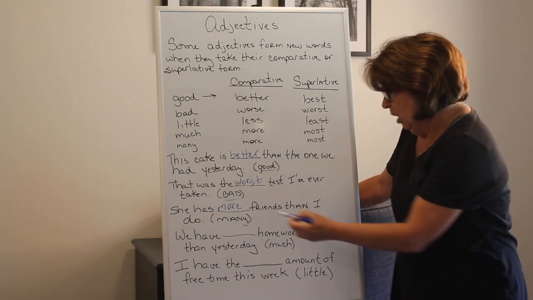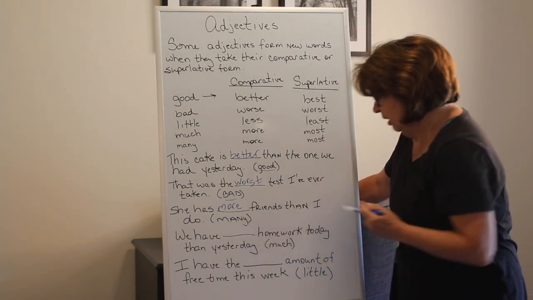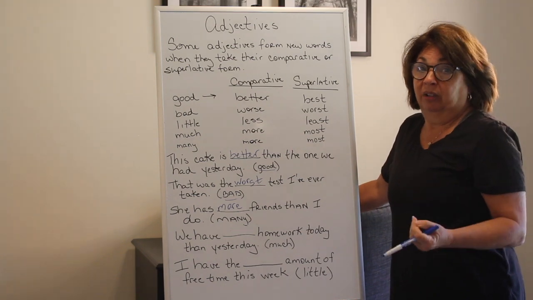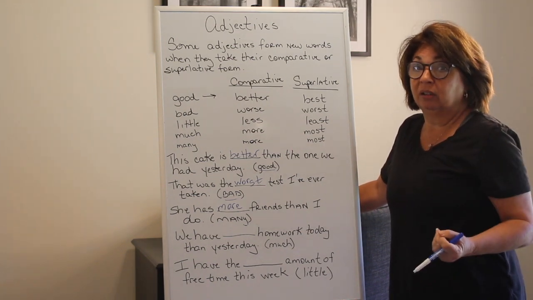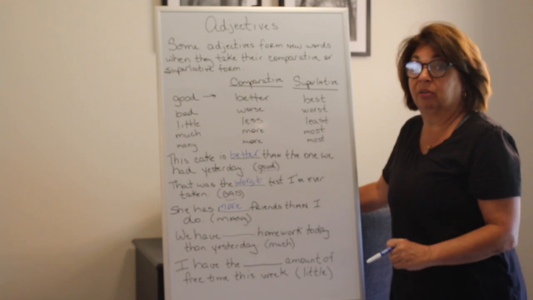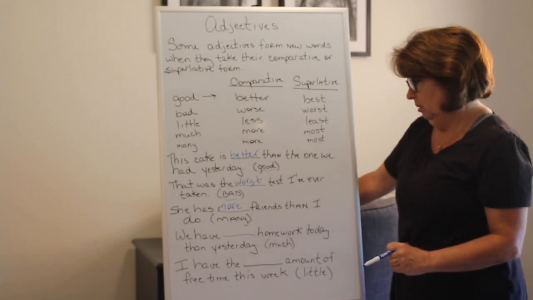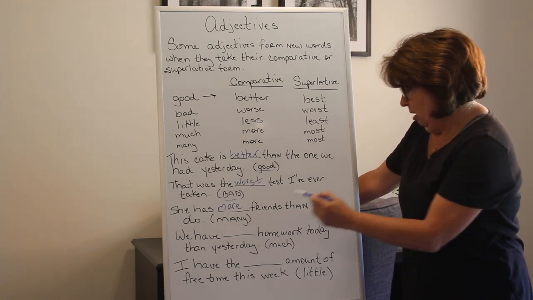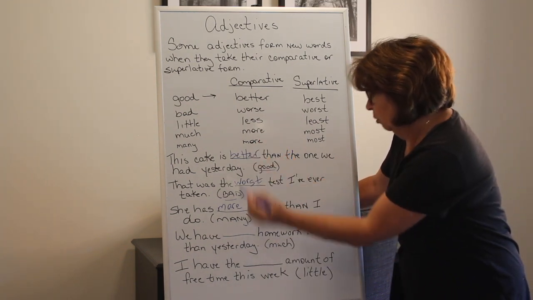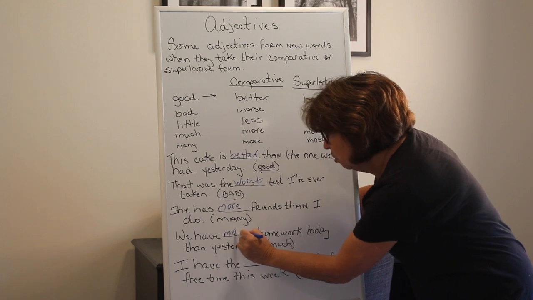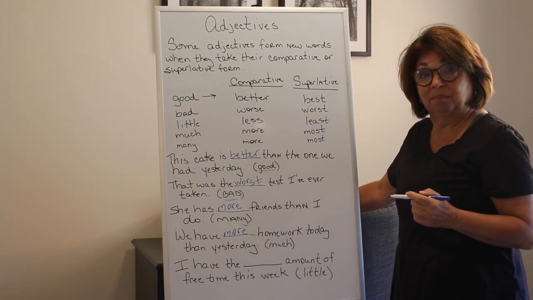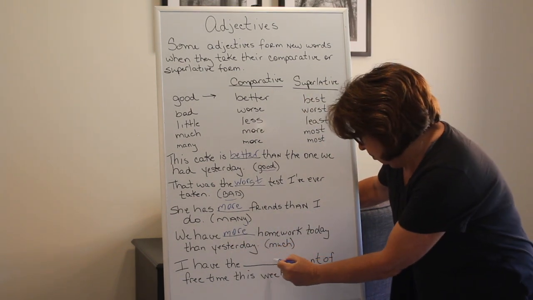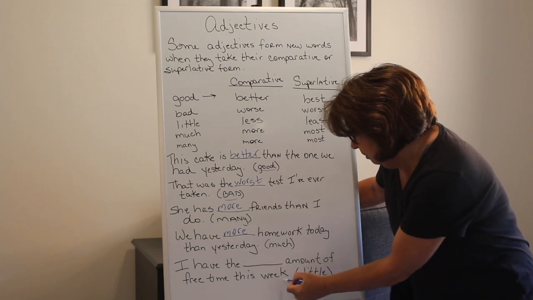Now you try. We have blank homework today than yesterday. Think about this. Are you comparing 2 things or are you comparing 3 things? Today and yesterday, 2 things, right? All right, our word is much, so we're going to have more. If you said more, you would be correct. Good job.